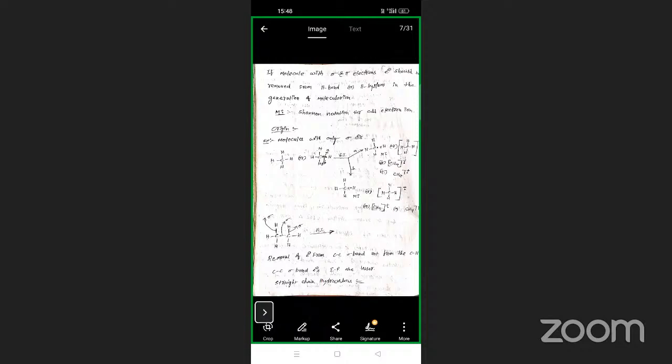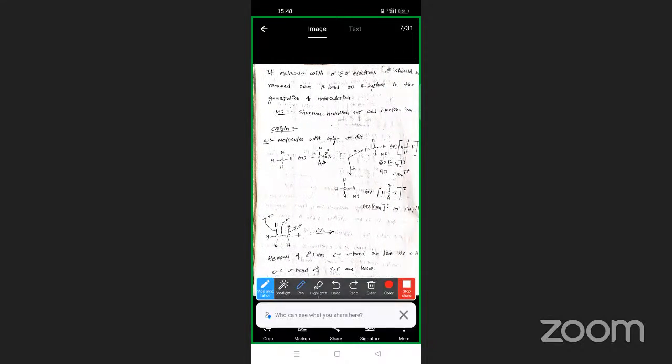Generally, in that case, you have to remove the CC sigma electron. You remove the CC bond electron, not the CH bond electron. Because if you remove the CC bond, then the formed cation is a stable one. Okay, the formed cation is stable. So that's why you prefer to remove the CC bond instead of the CH bond.